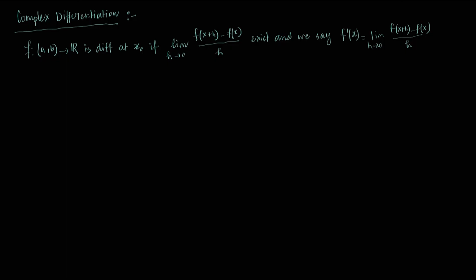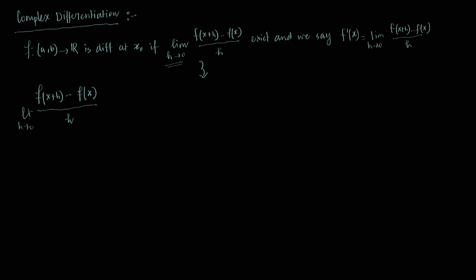Now you see this definition depends on a few factors. This is just a motivation. We are taking the value f of x plus h and the value f of x, so we are taking two points, x plus h and x, and looking at the difference between the values of f at those two points, and then dividing by h. And this h is a real number, and we are taking the limit as h tends to 0.